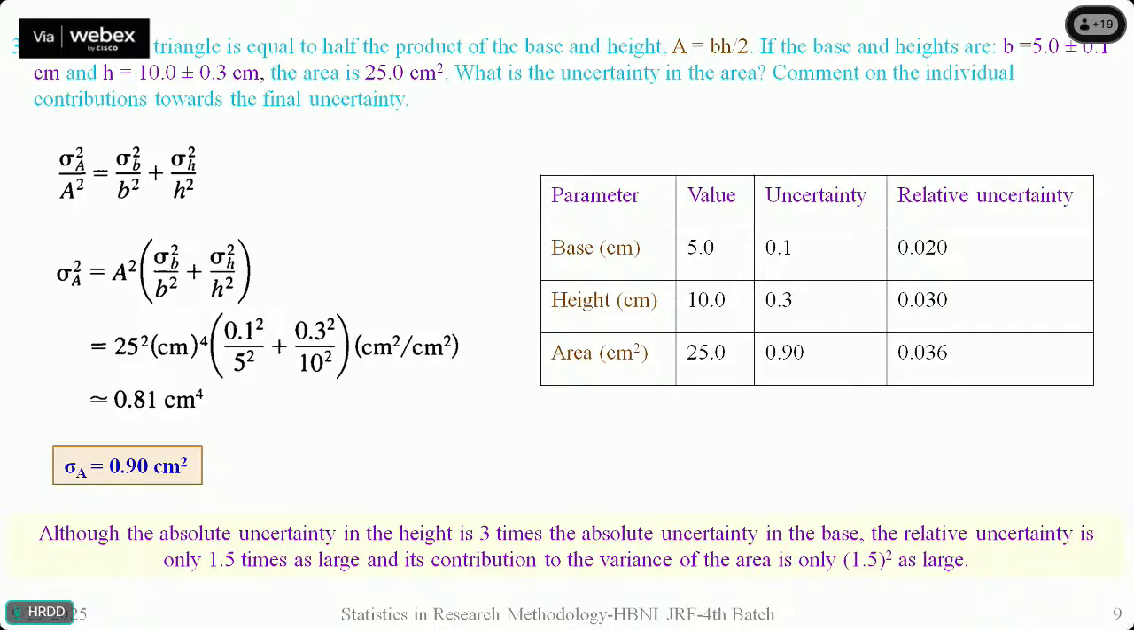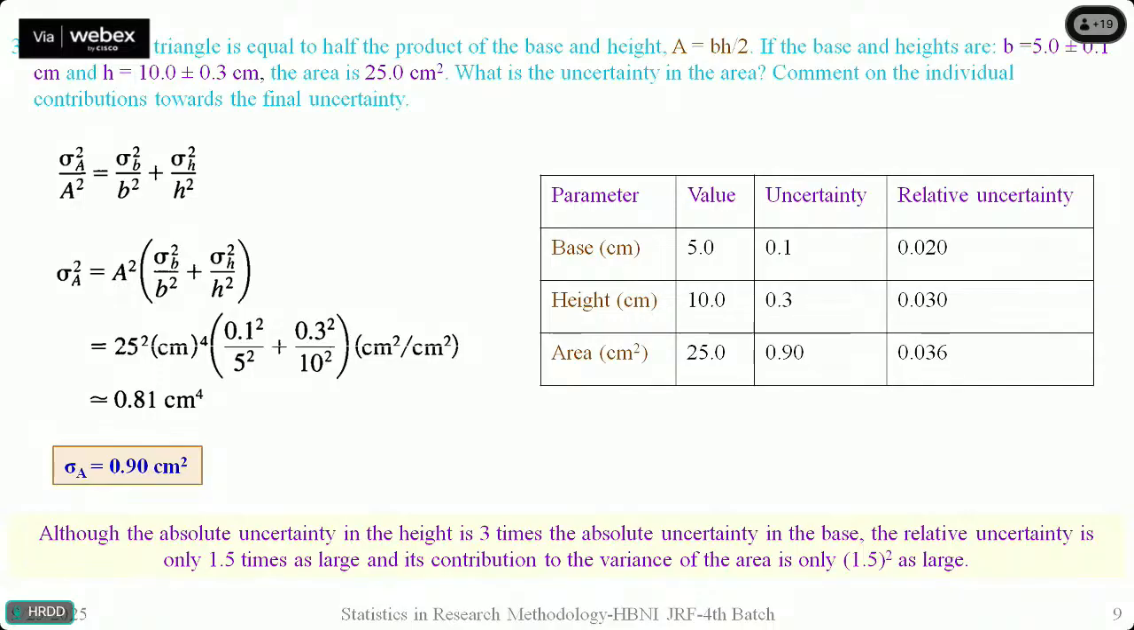Absolute uncertainty in the height is 3 times that of the base. However, the relative uncertainty is only 1.5 times. And we are doing a multiplication operation, so it will be a square of that relative uncertainty. That is why 1.5 square times will be the contribution from the relative uncertainty of the base.